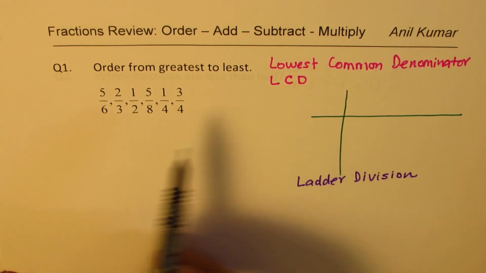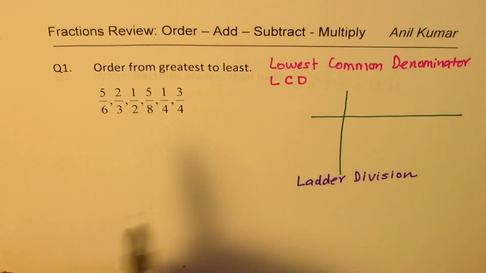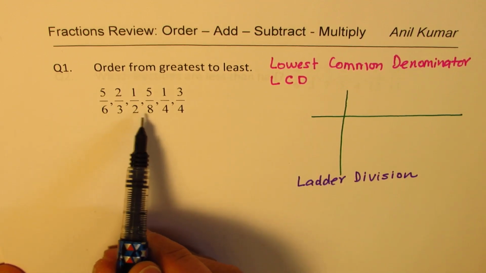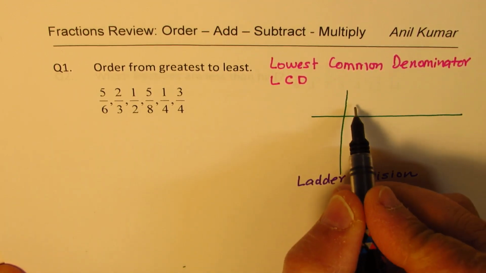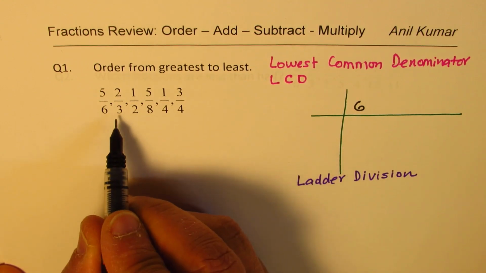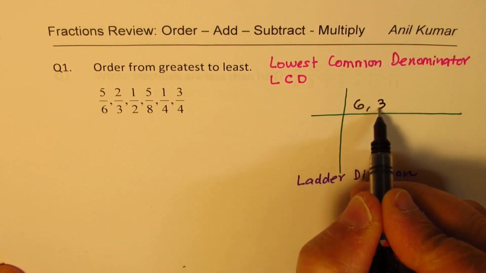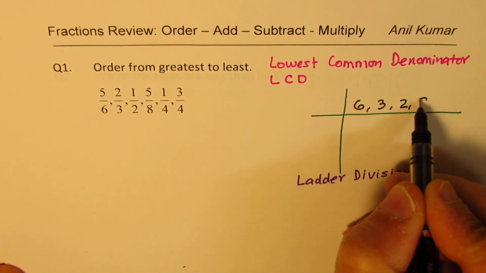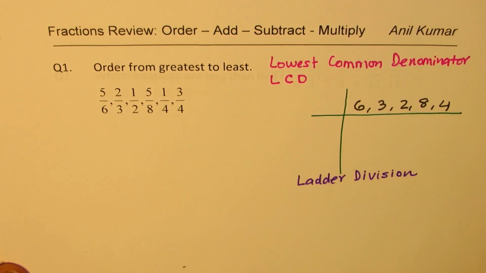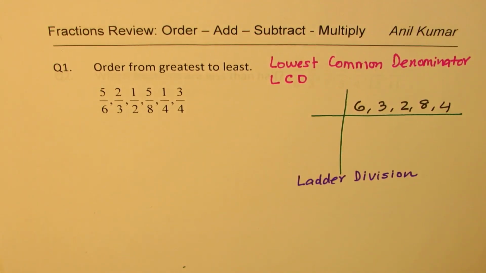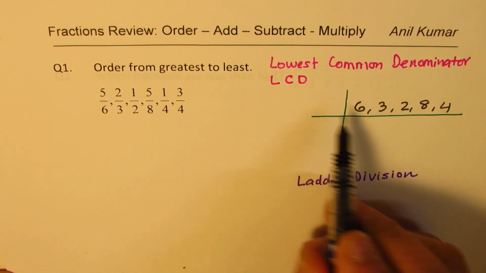So what do we have to do? We have to find the lowest common denominator. Now the numbers written here are the denominators. So let's copy one of each kind. So we have 6, we have 3, we have 2, we have 8, and we also have a 4. So we need to find the number which is the lowest common denominator. So how can we get that?